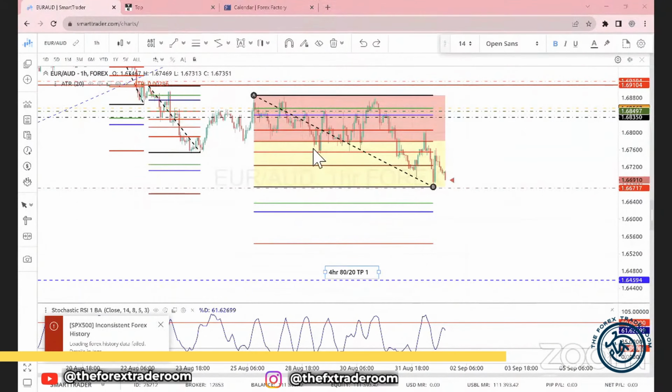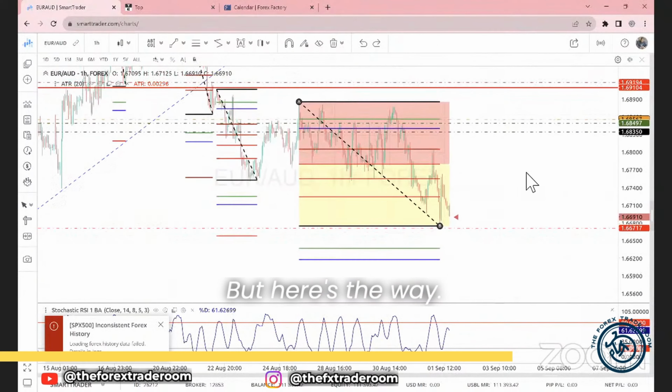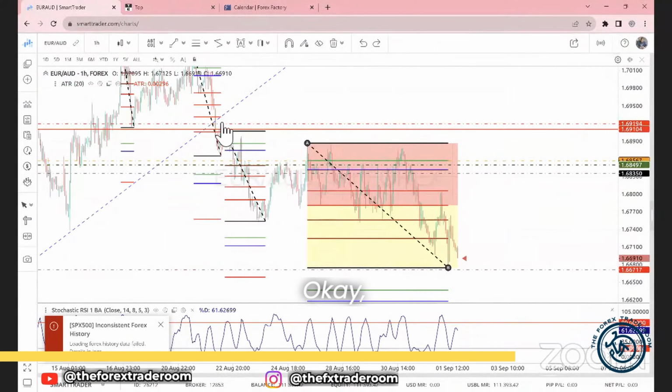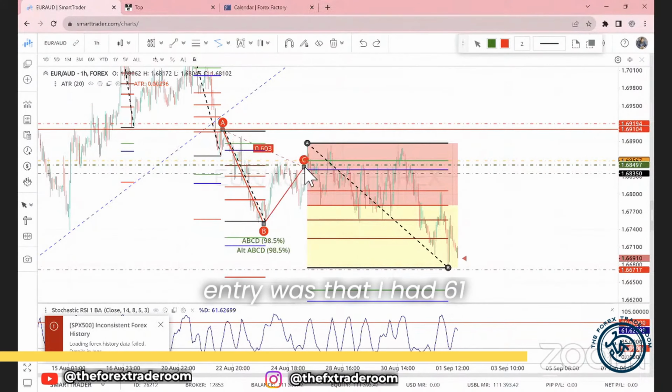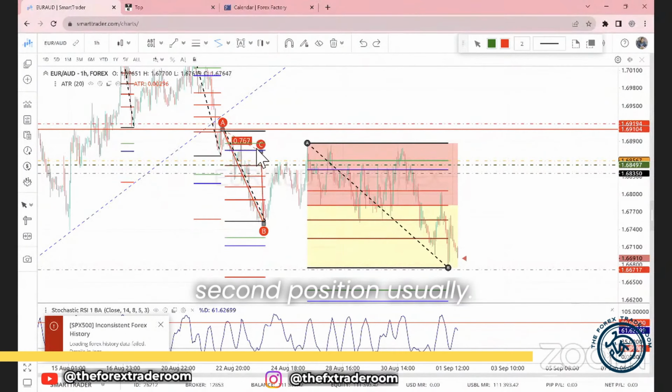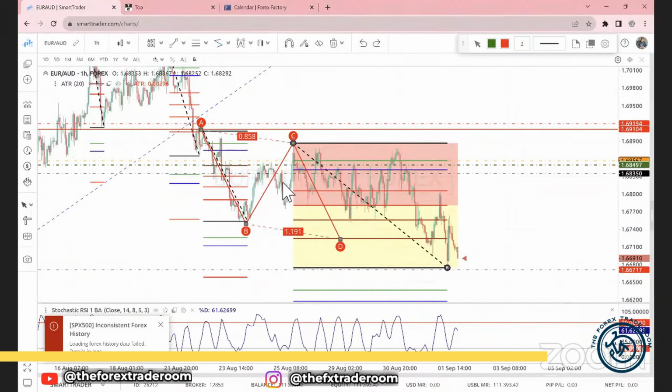Yep. Right. So you trade in ways, Caroline, but here's the way. Okay. So here it is. You can see where the entry was that I had. Okay, 61.8 and higher. I didn't pick up a second position usually. And so here's the D. We pushed up to an 8.6, so we project a 1.18 extension.